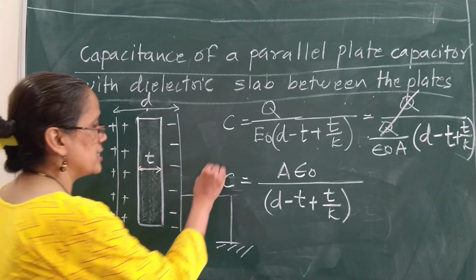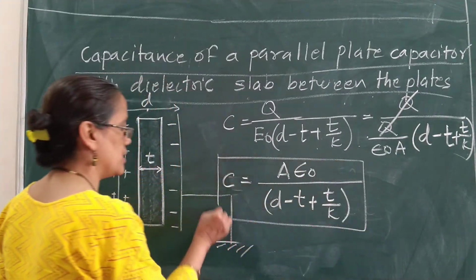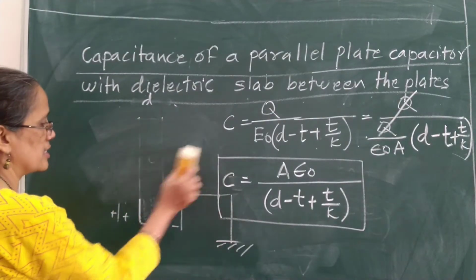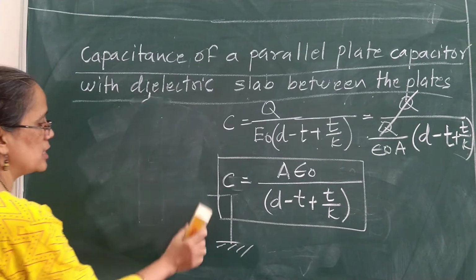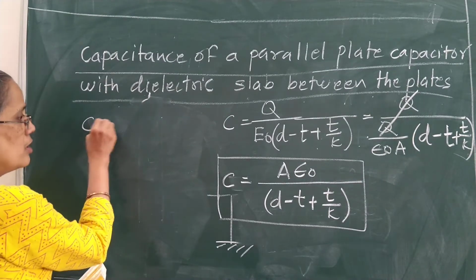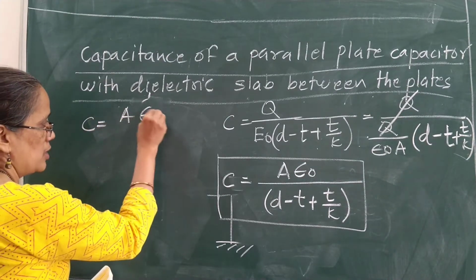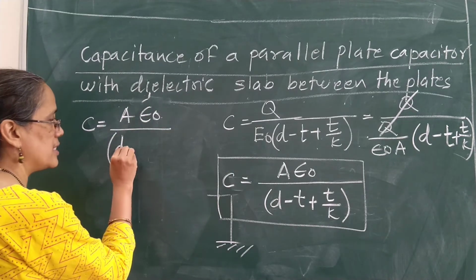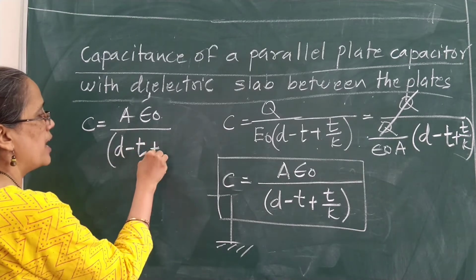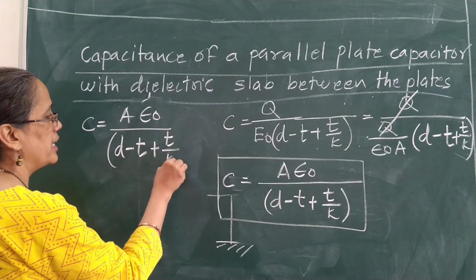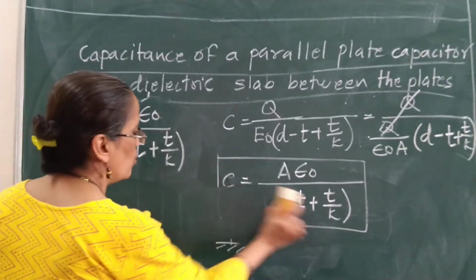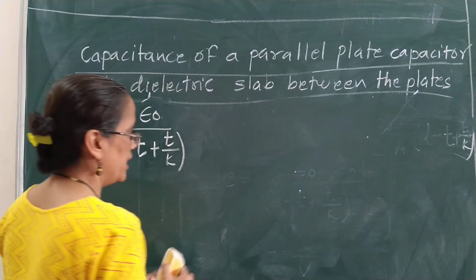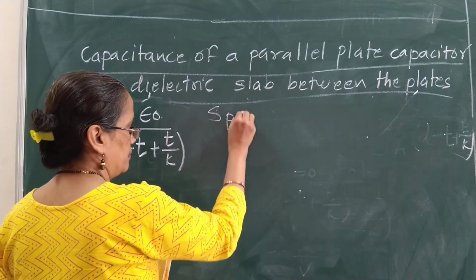Now there are special cases, so this formula is important for us. And using that formula, we can discuss the special cases. So now what I will do, I will write this formula at the corner of the board. C is equal to A epsilon 0 upon, in bracket, D spacing minus T thickness plus T thickness divided by K. K is nothing but the dielectric constant. So using that formula as a basic one, now I can discuss some special cases.